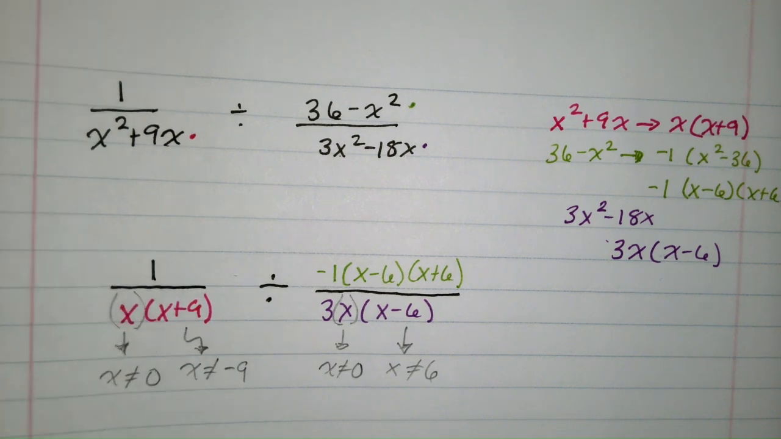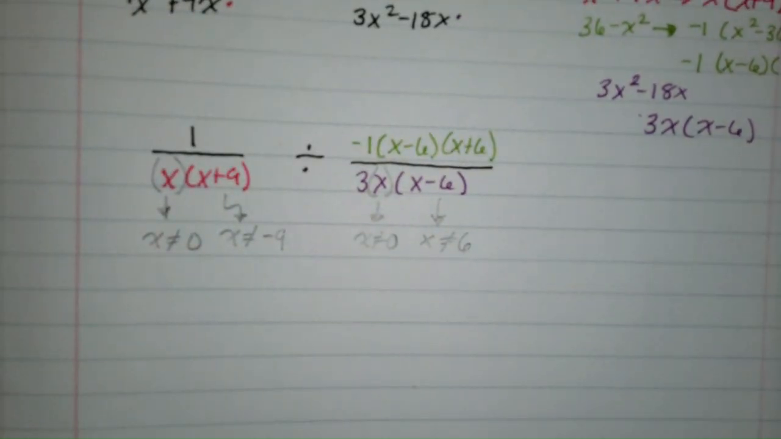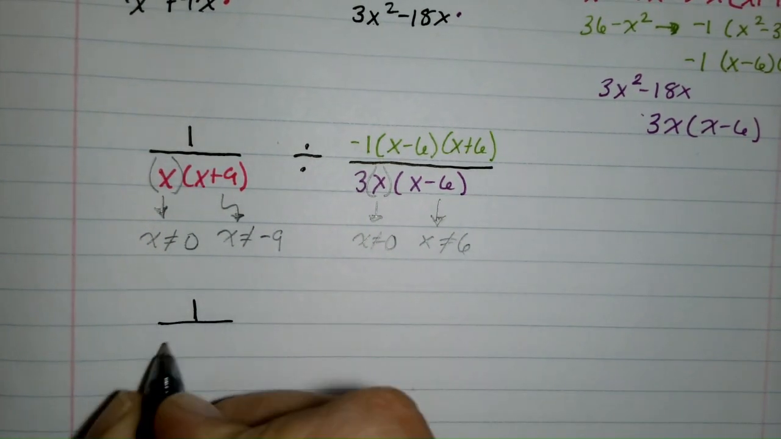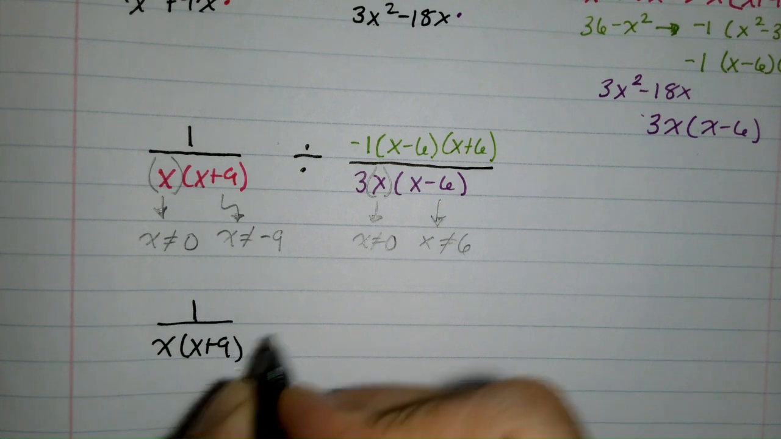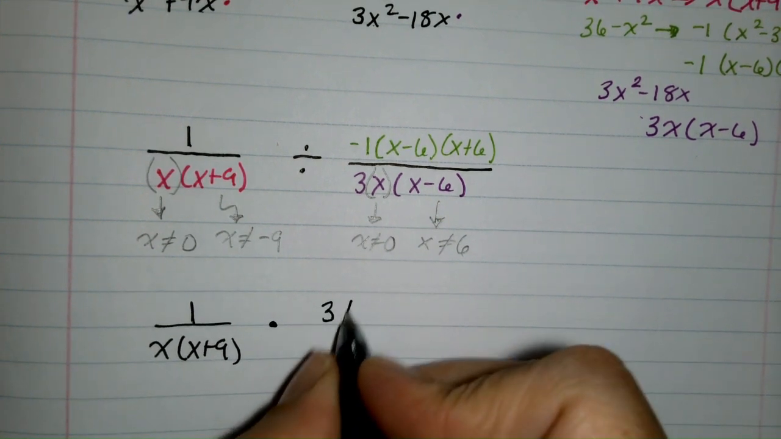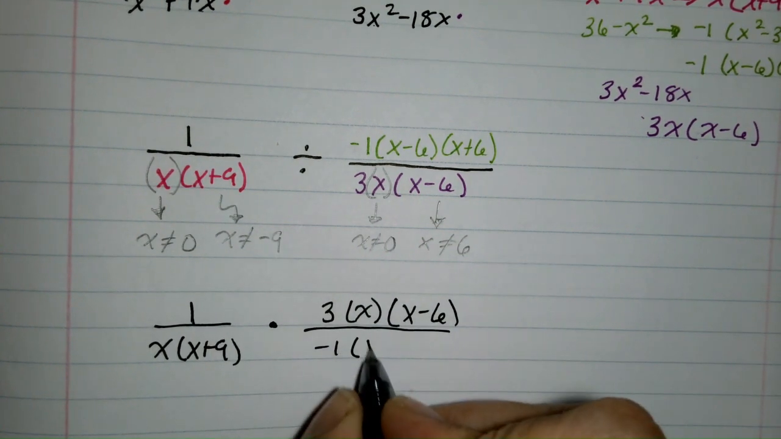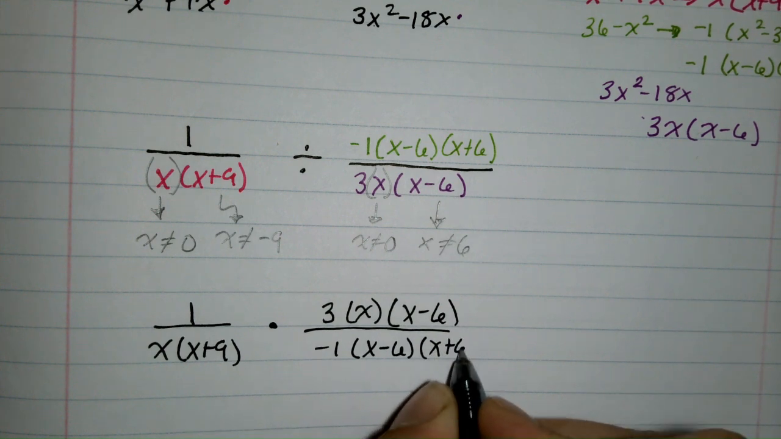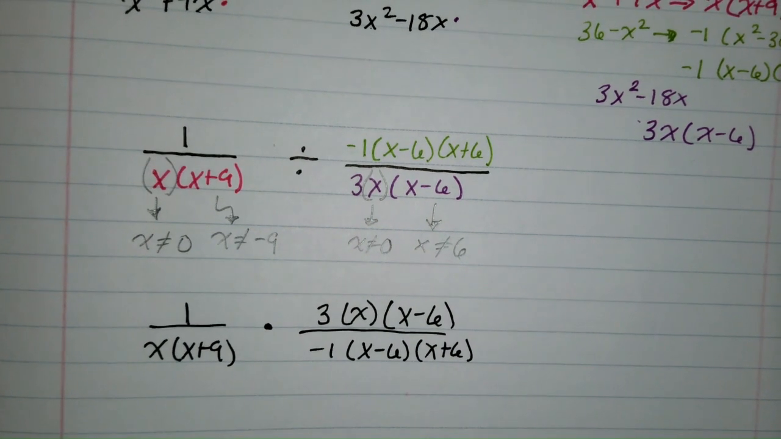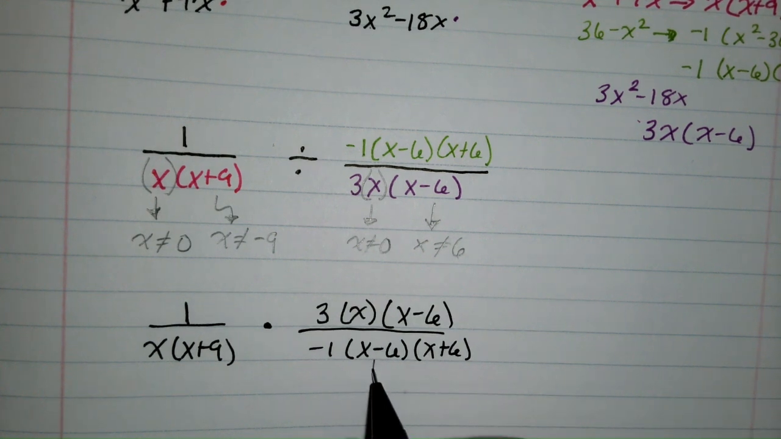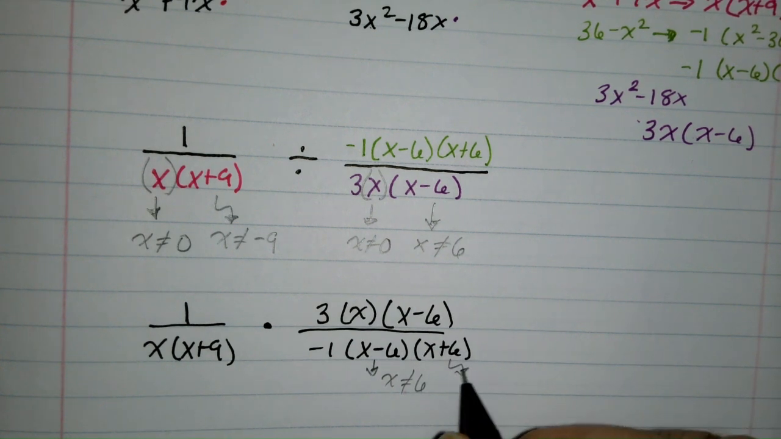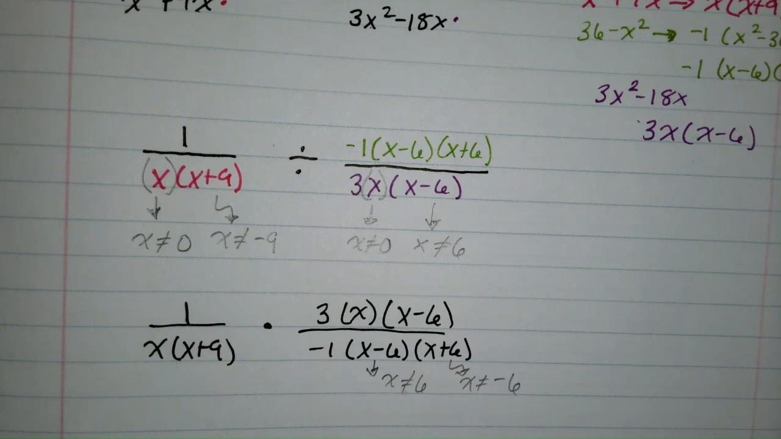Now, because it's division, we have to do that keep, switch, flip, right? Use that reciprocal. So 1 over x plus 9 multiplied by 3x, x minus 6, -1, x minus 6, x plus 6. Uh-oh. Because we did the reciprocal, now we have more discontinuities because we have a new denominator. So because of this one, x cannot equal 6, which we already had. And because of this one, x cannot equal -6.